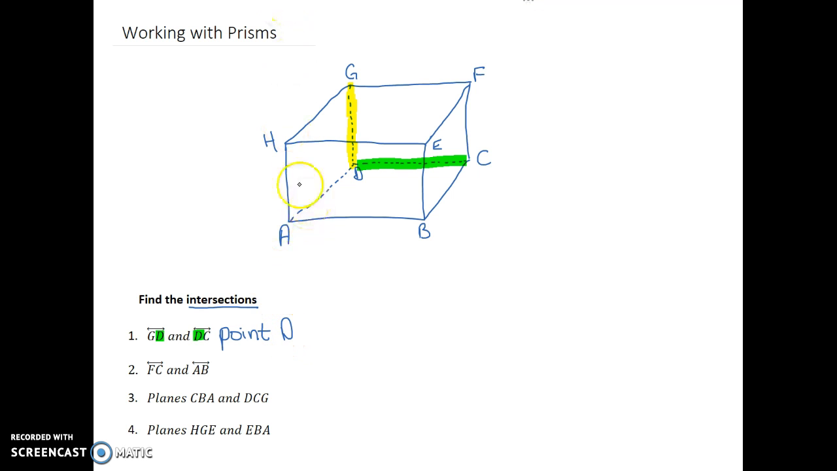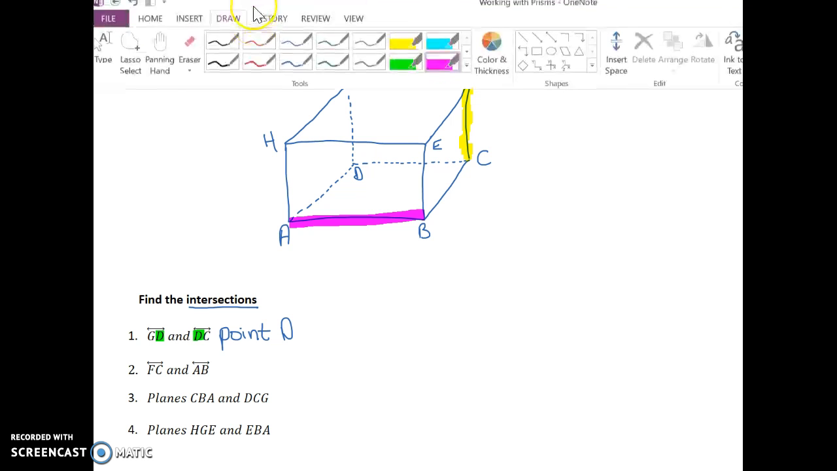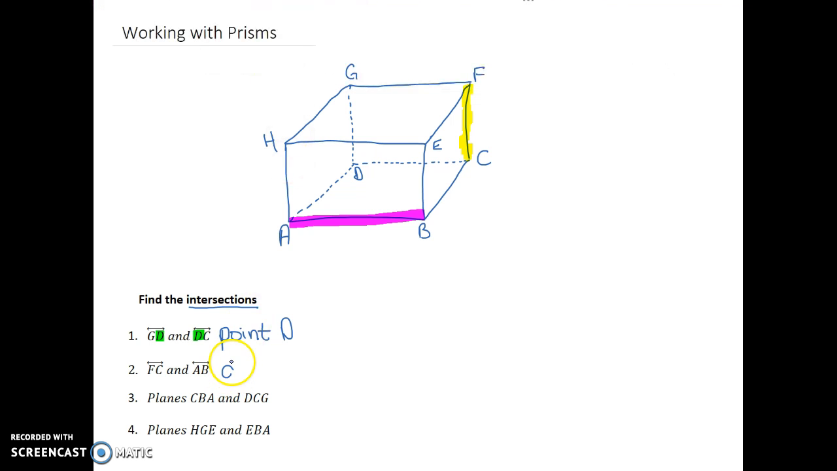Okay, now let me see if I can erase those. All right, let's look at the next one, FC. Here is FC. And then we're going to look at AB. Now, if you notice, those lines never intersect. This one has an F and C, and the second one has an A and a B. So these do not have an intersection. They do not intersect.